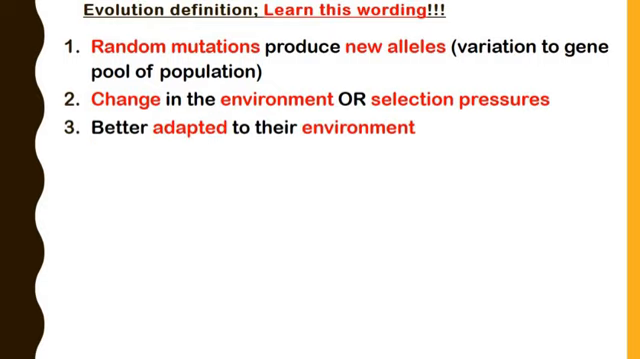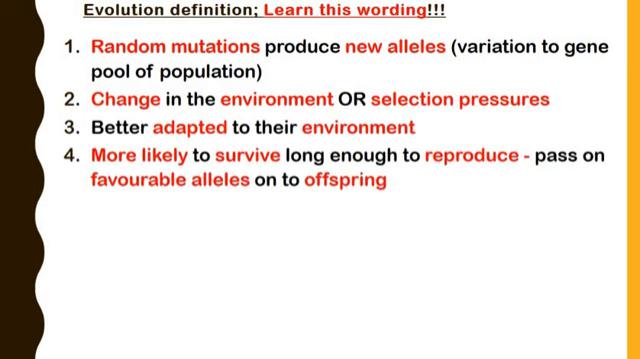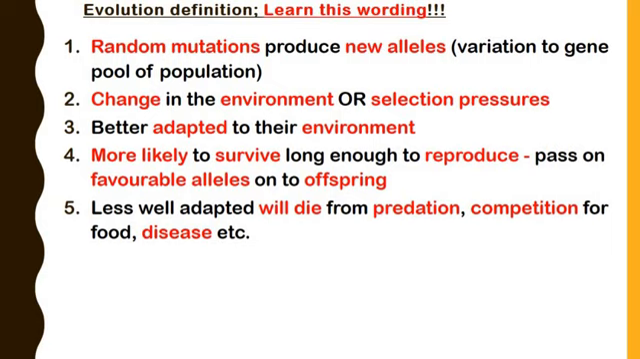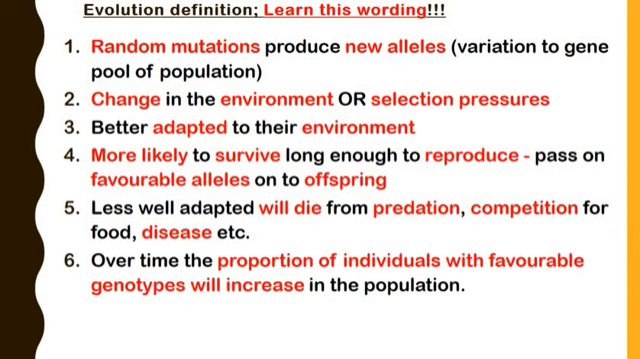Some organisms are better adapted to this environment, and so they are more likely to survive, to reproduce, and pass on these favorable alleles, these alleles that have helped them, to their offspring. Those that are less well adapted will die from predation, competition, food, disease, whatever the selection pressure was. Over time, that means that because you don't have any of these less adapted organisms, you only have the ones that are adapted. Since they are the only ones breeding, over time the population has more of this favorable genotype, and over generations that does result in a change in allele frequency.